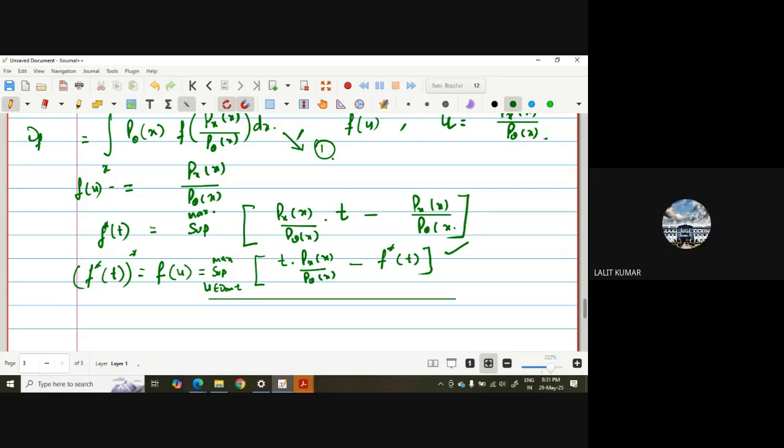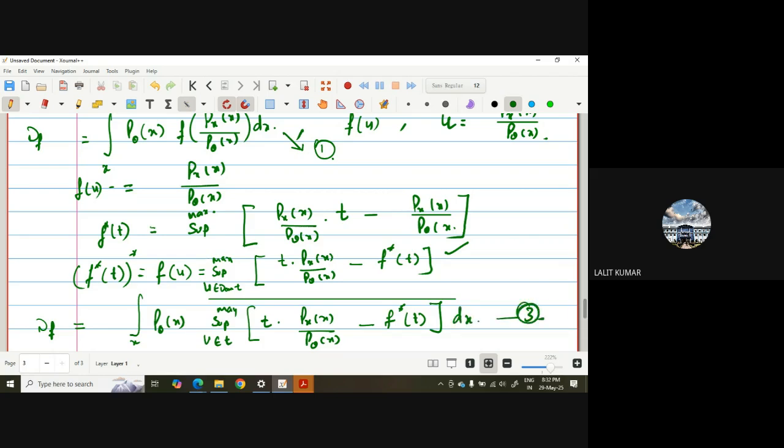Okay. So for D_f, there is another point, I will come to that. First, let me write. D_f becomes the integral over x of p theta of x times the full expression: max over u belonging to t of t into p_X(x) over p theta of x minus f star t, close this, dx. So is this okay? This one?